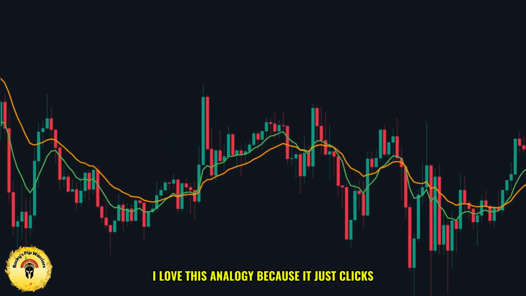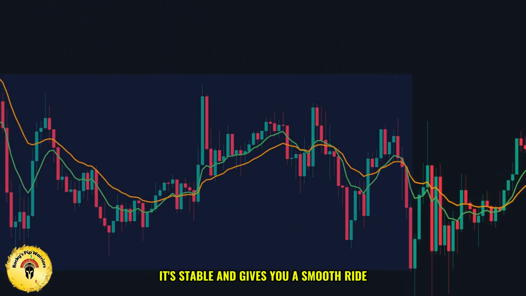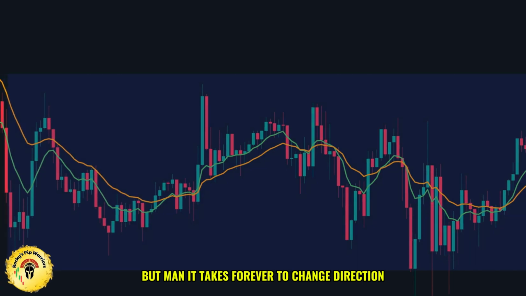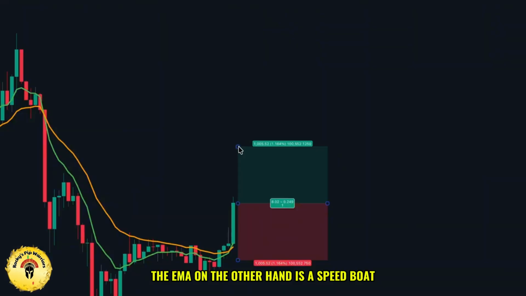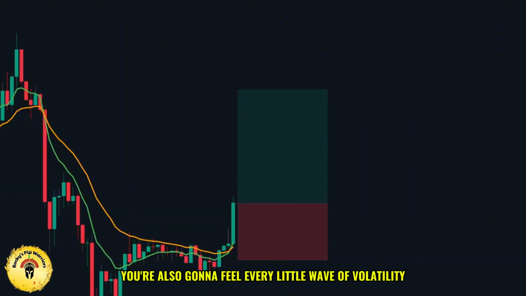I love this analogy because it just clicks. Think of the SMA as a giant cruise ship. It's stable and gives you a smooth ride, but man, it takes forever to change direction. The EMA, on the other hand, is a speedboat. It's quick, it's nimble, it lets you react instantly, but you're also going to feel every little wave of volatility.